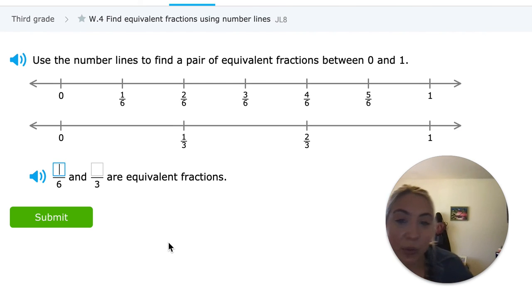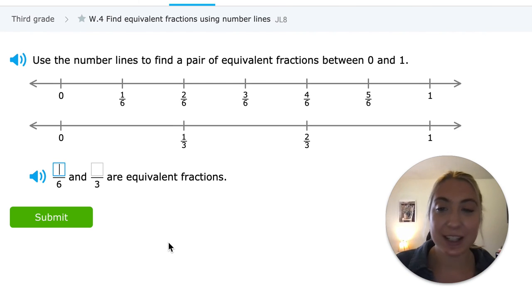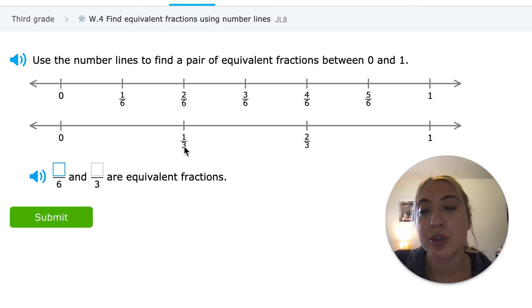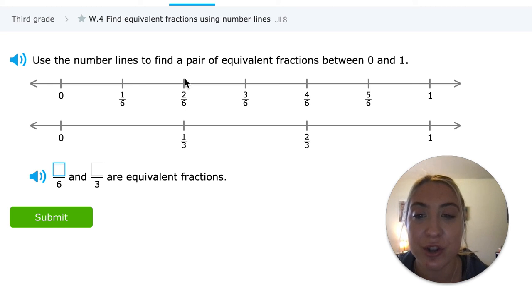All right, let's do one more together. So we have our top line, which is divided into 6 equal parts from 0 to 1, and our bottom line is divided into 3 equal parts from 0 to 1. I can tell because of the denominators. So I'm going to go with right here, 2/6 and 1/3. They're right by each other. They're measuring the same thing.